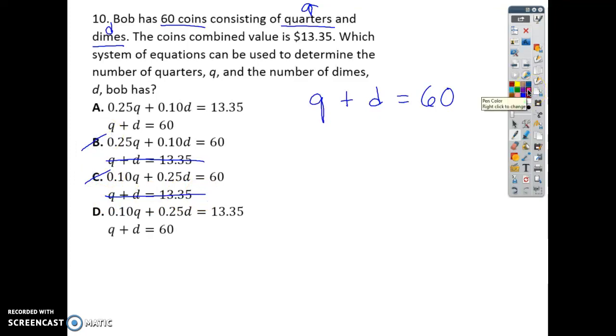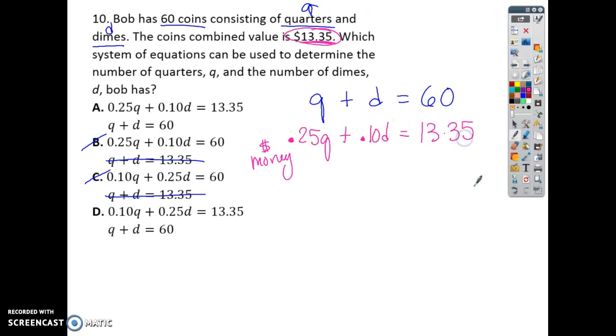Then I see money, right? So I know that I have to have a money equation. But they only gave me one money amount. So where do I get the other monies from? The quarters and the dimes. How much is each quarter? 25 cents. So 0.25 for the quarters plus 10 cents for the dimes equals $13.35. The answer is A because D says that quarters are 10 cents and dimes are 25 cents. That's not true at all.